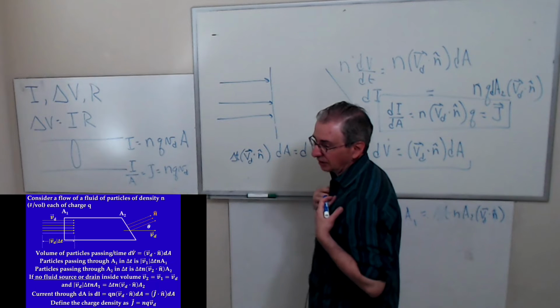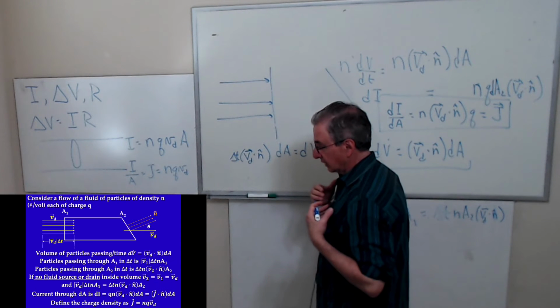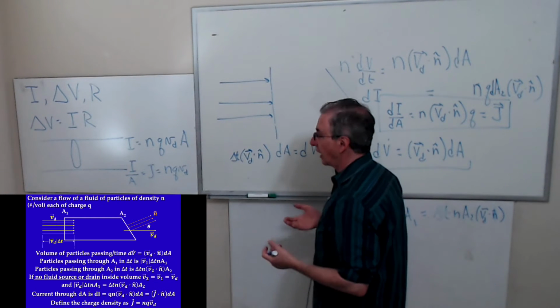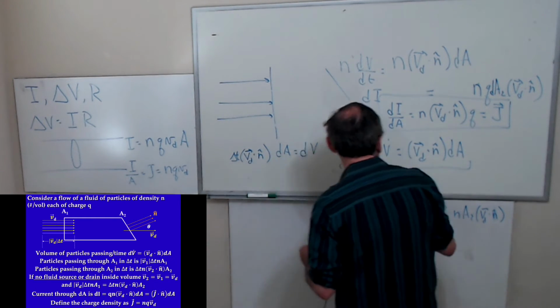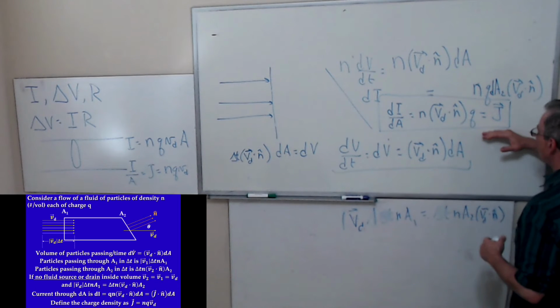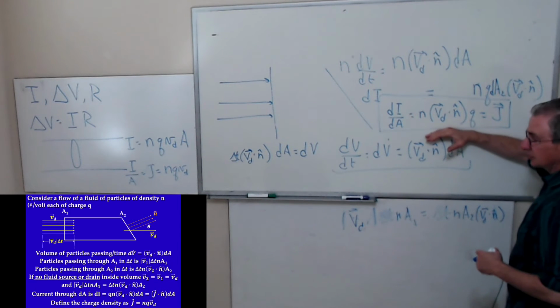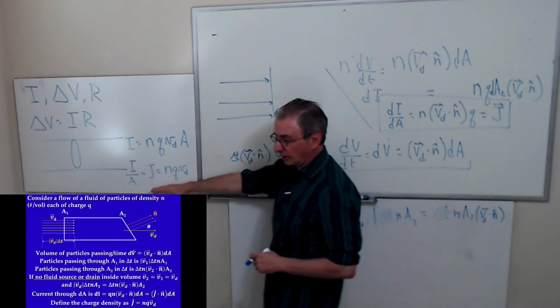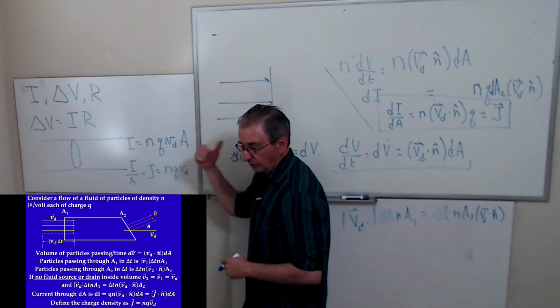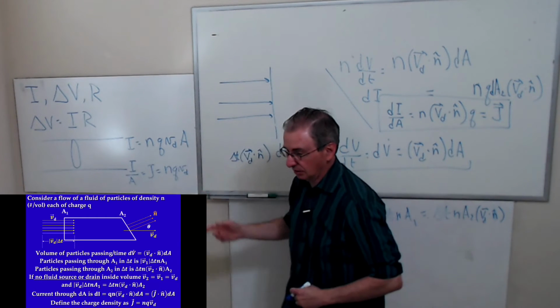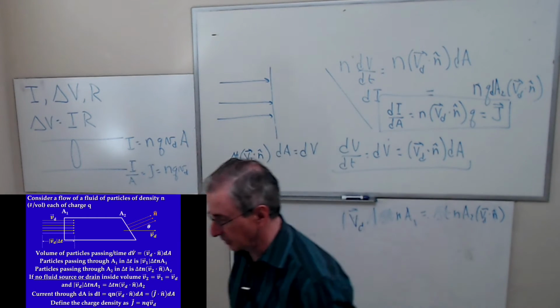Because we're going to be talking about electrons flowing through a wire. So instead of me writing the current density this way, I'm going to write it this way, but I want you to be aware where this comes from, that's all. That's why I gave you the introductory statement.